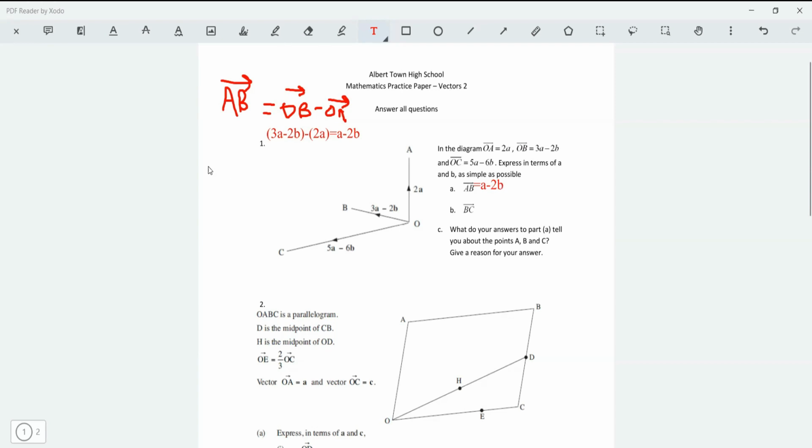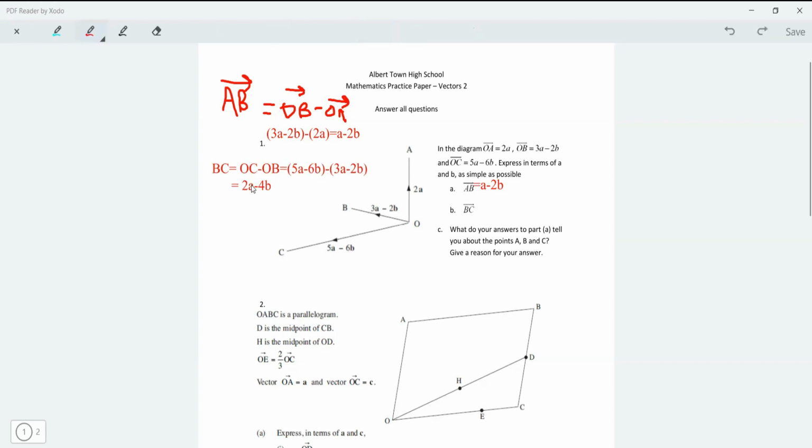Now the next one wants vector BC. Vector BC is equal to OC minus OB. What is vector OC? OC is 5a minus 6b, minus vector OB, and OB is 3a minus 2b. So vector BC is going to be equal to 5a minus 3a, which is 2a, minus 6b minus minus 2b. Minus and minus become plus, so that becomes minus 4b. So vector BC is 2a minus 4b.